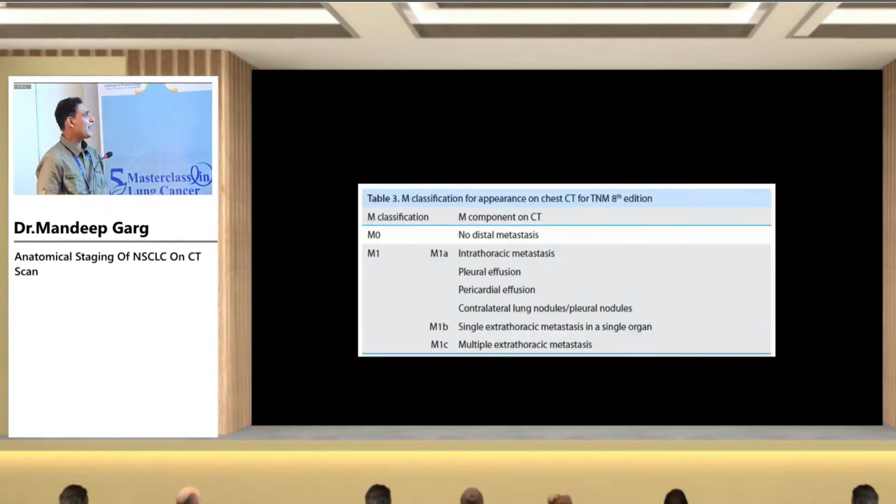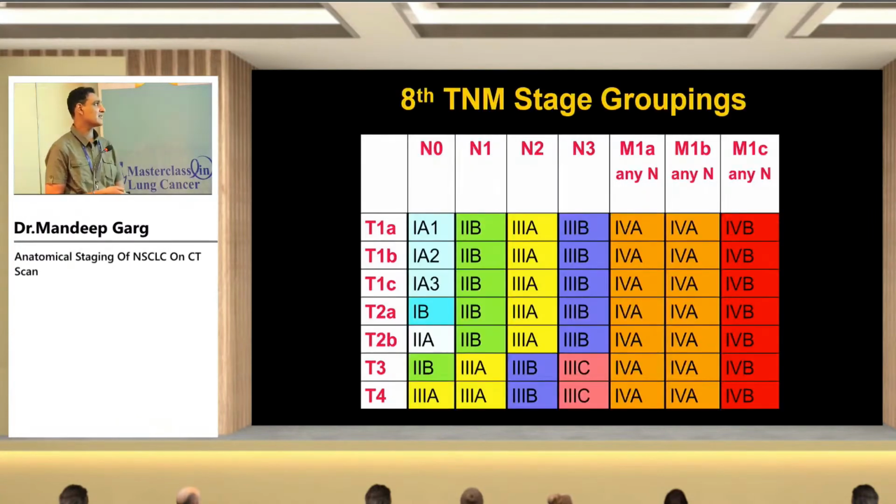So moving on to the M descriptor. M descriptor is basically for metastasis. M0 when there is no distant metastasis. M1 is further divided into M1A, B, and C. M1A when there is intrathoracic metastasis or any pleural or pericardial effusion or contralateral lung nodules or pleural nodules. M1B when there is a single extrathoracic metastasis in a single organ, and M1C is when there are multiple extrathoracic metastases.